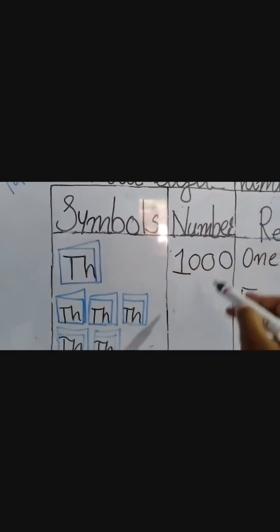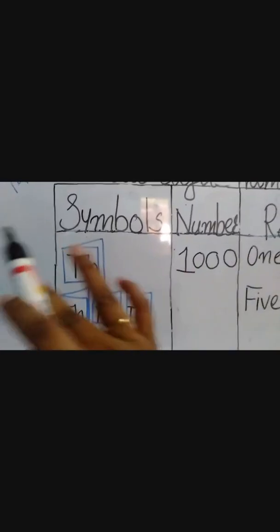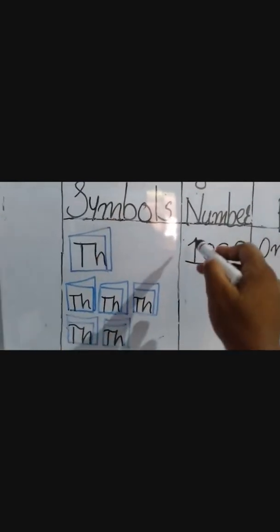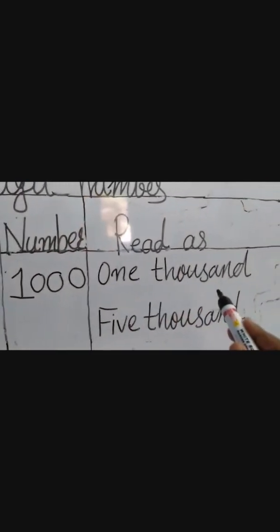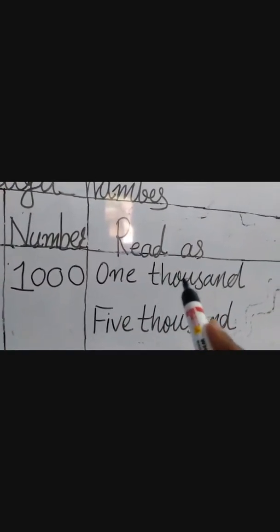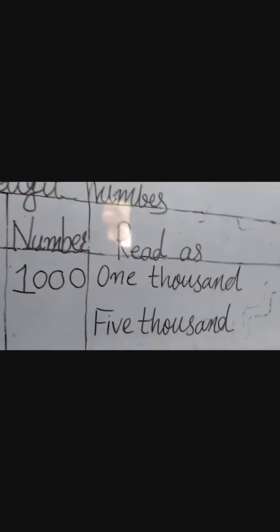So it is 1000. There is no units place, so we have written 0. There is no tens place, so we have written 0. There is no hundreds place, so we have written 0. But there is a thousands place and only one symbol, so we have written 1. Now how should you read this? 1000. The spelling of thousand is T-H-O-U-S-A-N-D. 1000. Okay. Let's see another example.